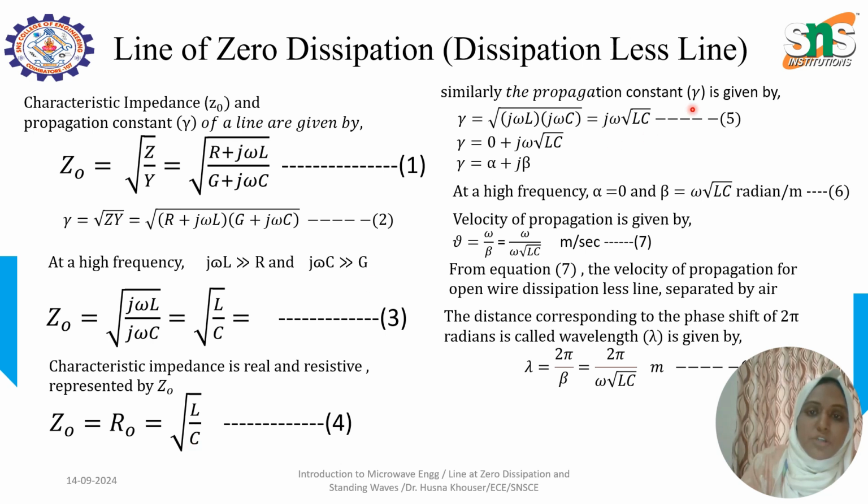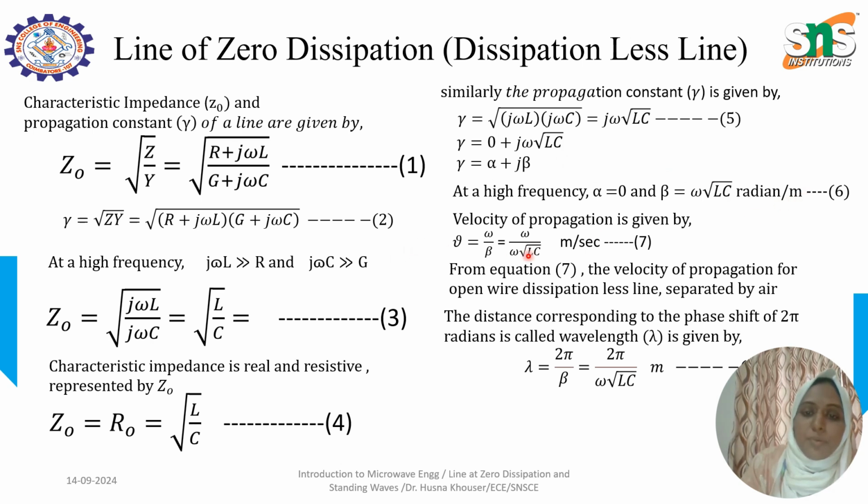Similarly, for the propagation constant, gamma is equal to root of Z into Y. With R and G as 0, we get only j omega L into j omega C. So j comes outside as j squared, that is j omega into root of LC. So gamma is equal to alpha plus j beta, where alpha becomes 0, plus j omega into root of LC.